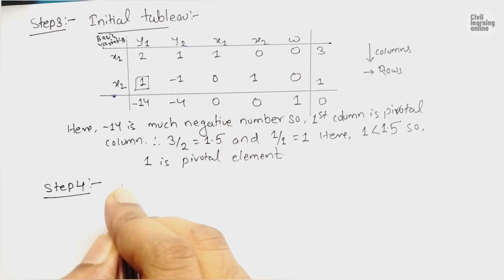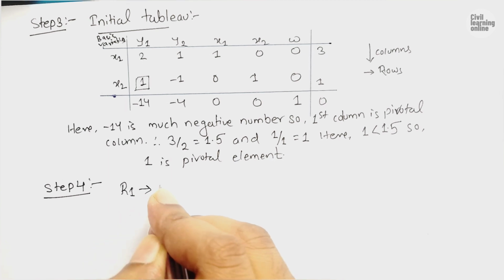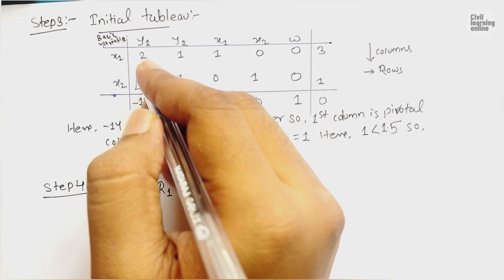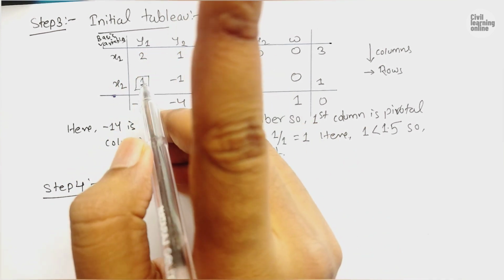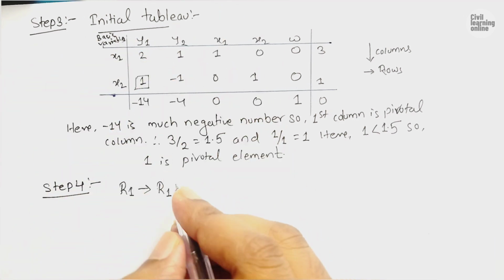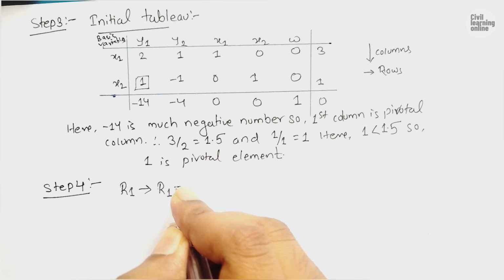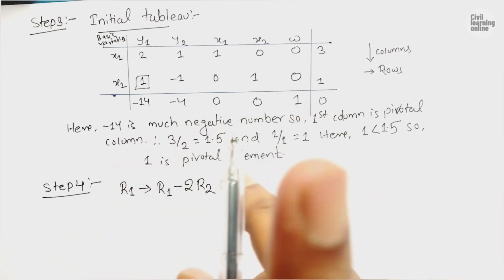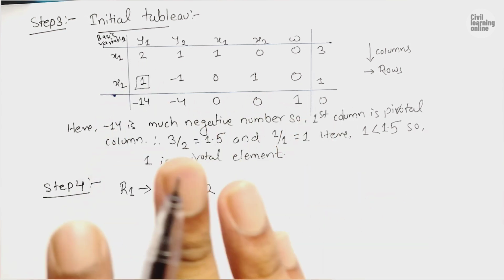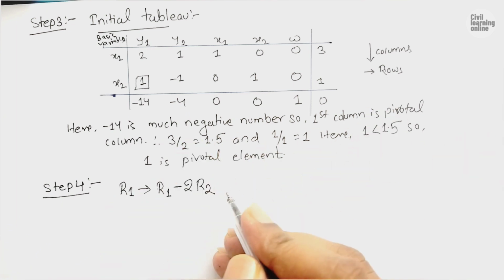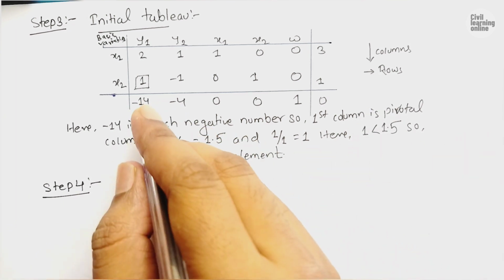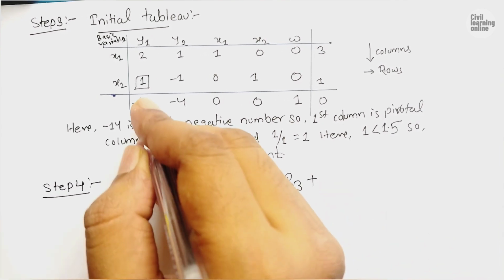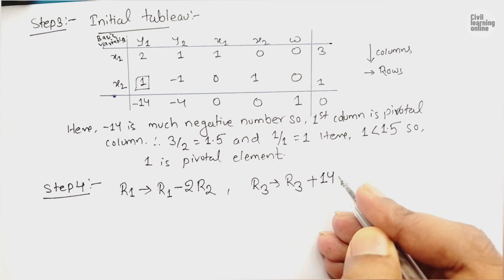So in step 4, R1 implies R1. How can we make this 2 into 0? If we multiply this row by 2 and then subtract, then it will get 0. So R1 implies R1 minus 2 R2, meaning we are multiplying the elements of row 2 by 2 and then subtracting from R1. We will do that for each and every element. Similarly, how can we make this minus 14 into 0? We have R3 implies R3 plus 14 R2.